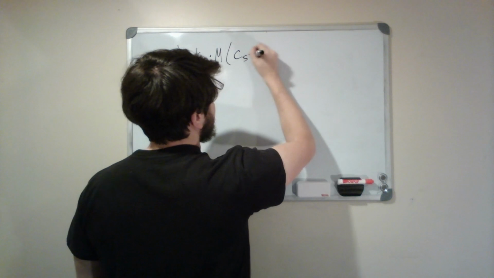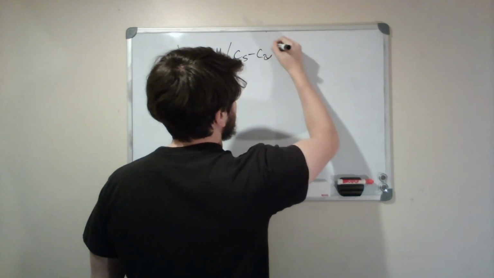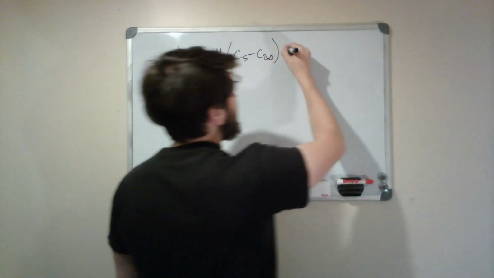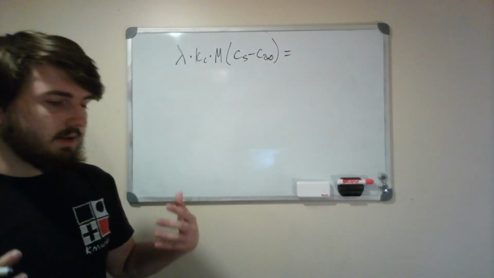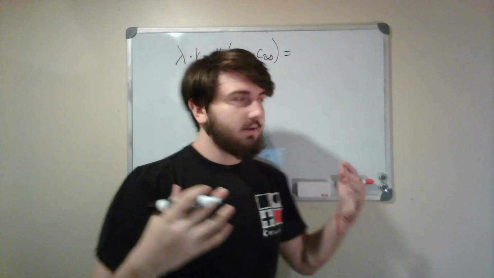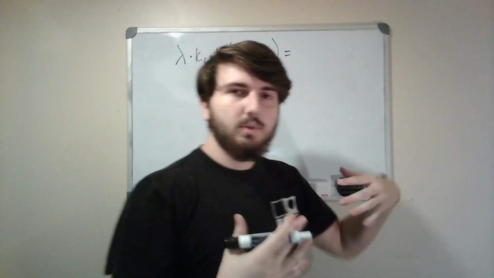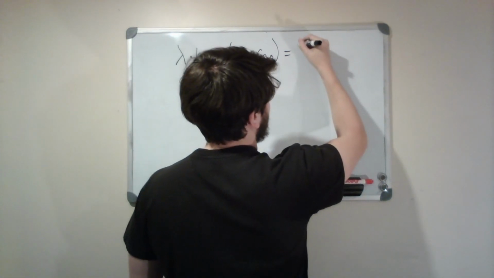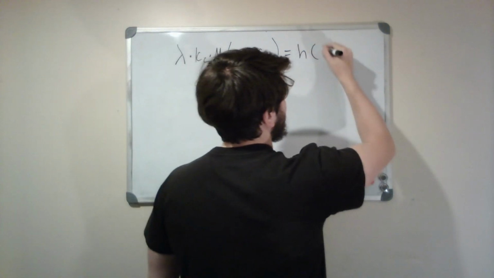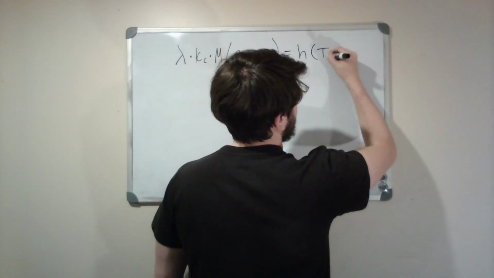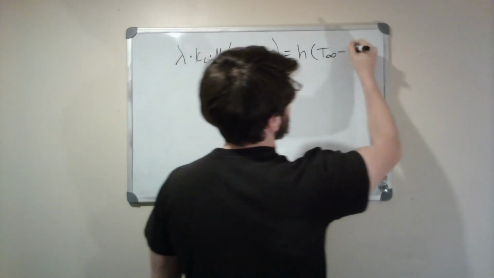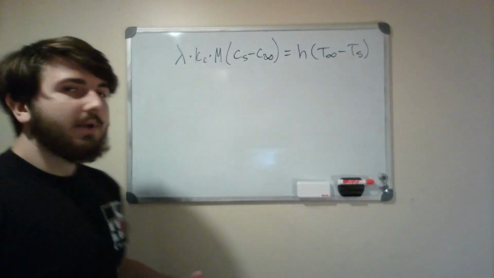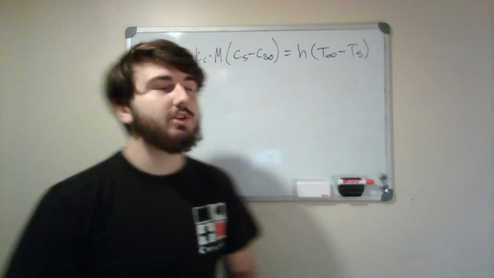and we're using the concentration from the surface to the concentration away from the surface here. And we're having that equal to the heat transfer from away from the surface to close to the surface. So by that I'm talking about having that heat transfer coefficient. We're having that temperature away from the surface subtracted by close to the surface.